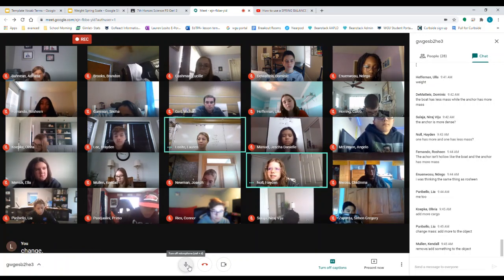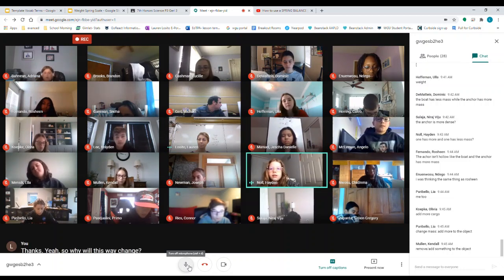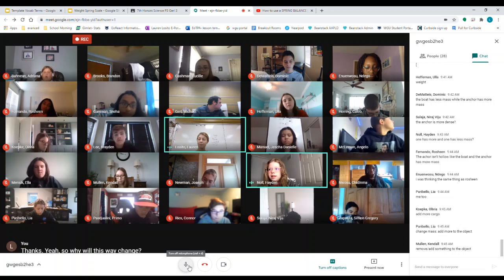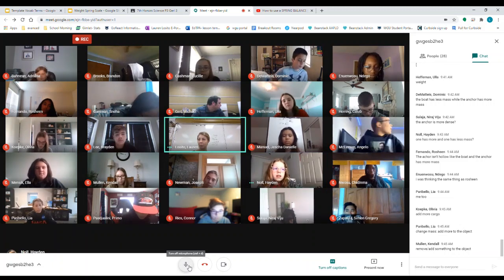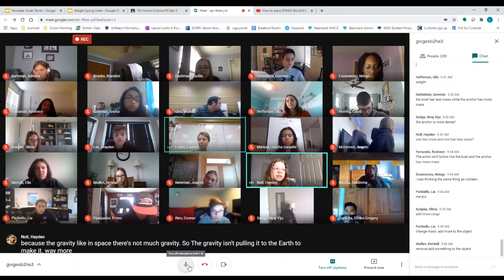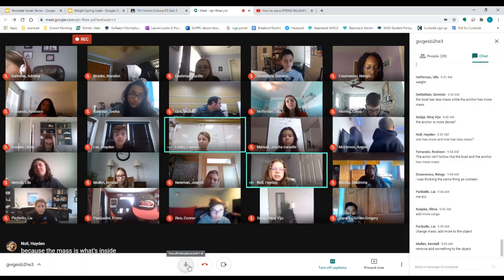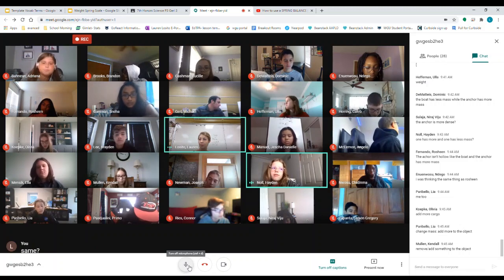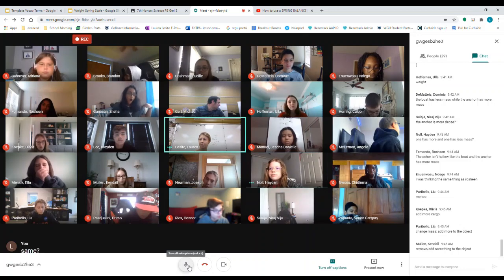The weight. Perfect, yeah. So why would its weight change? Because the gravity in space, there's not much gravity, so the gravity isn't pulling it to the Earth to make it weigh more. And why would its mass stay the same? Because the mass is what's inside the object, and what's inside the object is still staying the same. For the volleyball, the mass would be inside the object. Good job. How about you, Brandon?